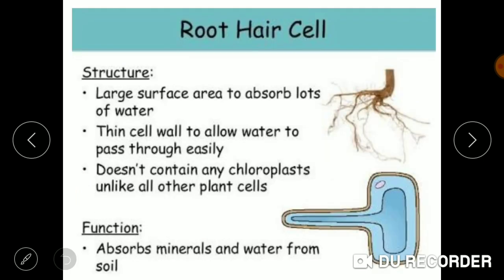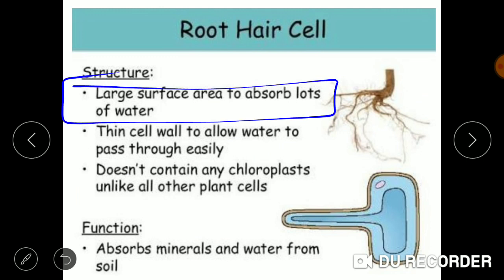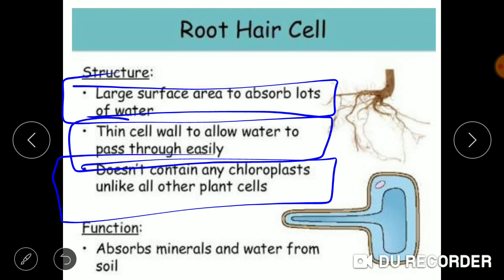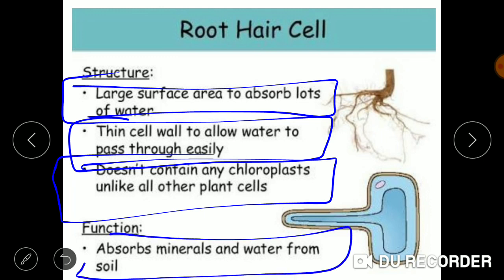Now we'll study the structure of this root hair cell. The root hair cell has a large surface area to absorb a large amount of water and minerals, as well as a thin cell wall to allow the water and minerals to pass through easily. It does not contain any chloroplast, unlike other plant cells. And the major function of the root hair cell is that it absorbs a large amount of water and minerals.